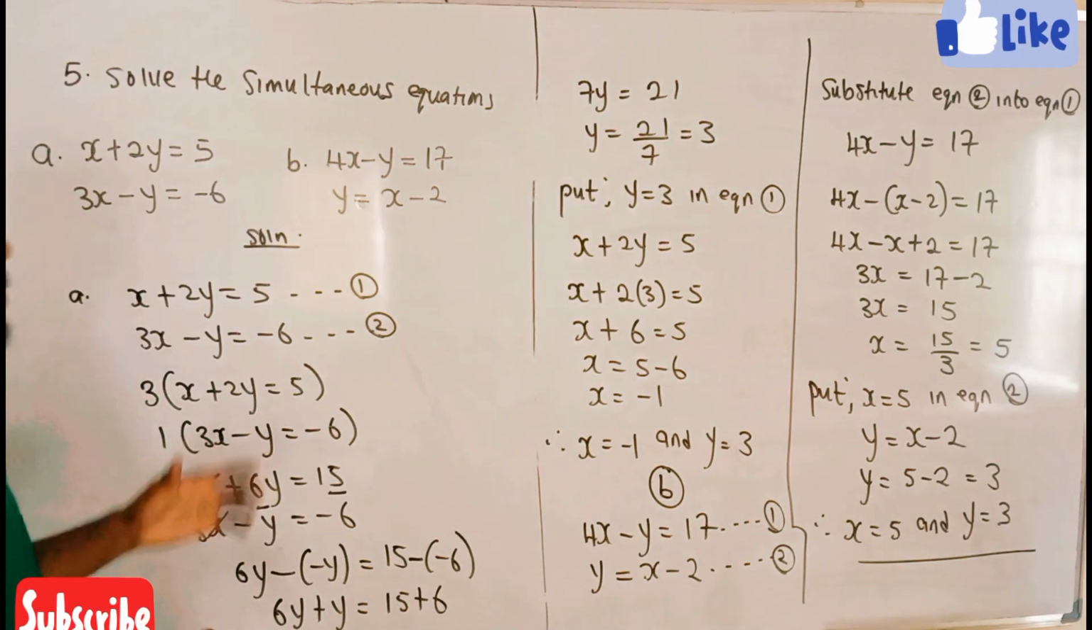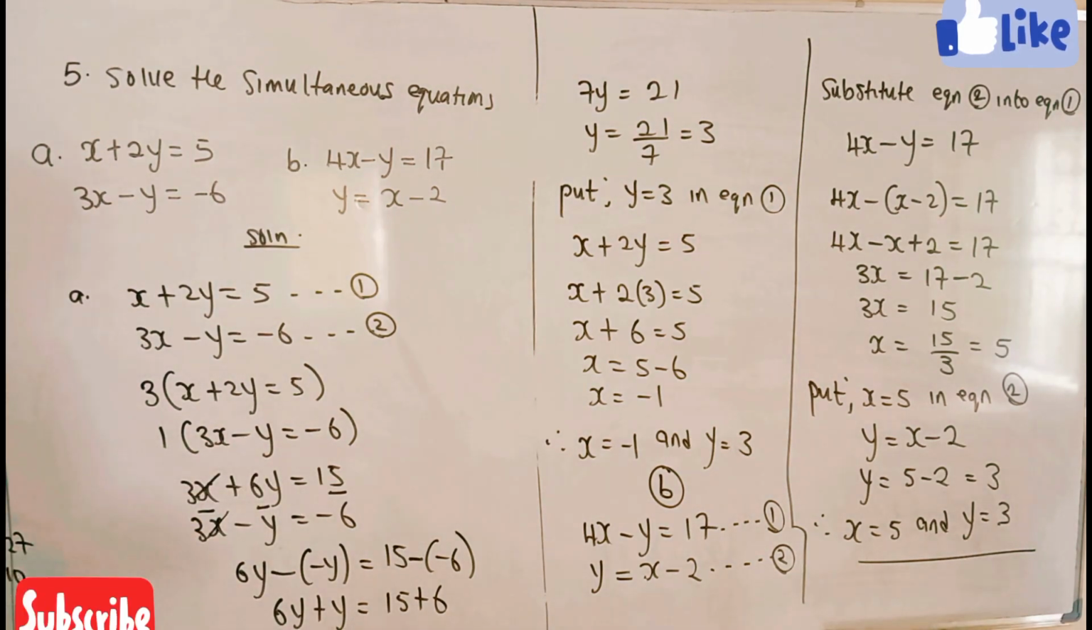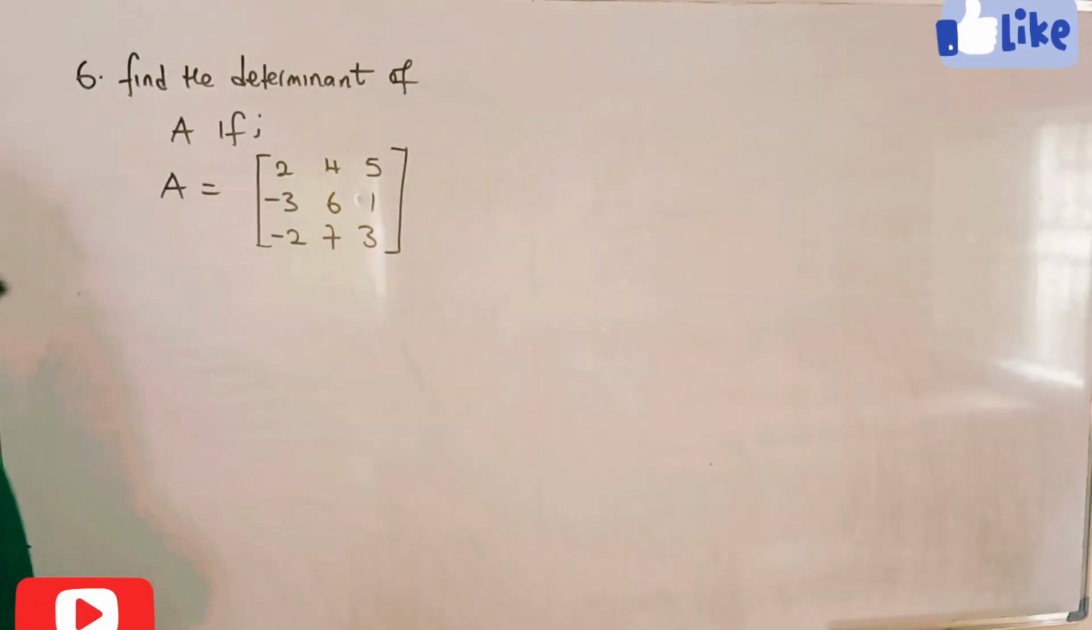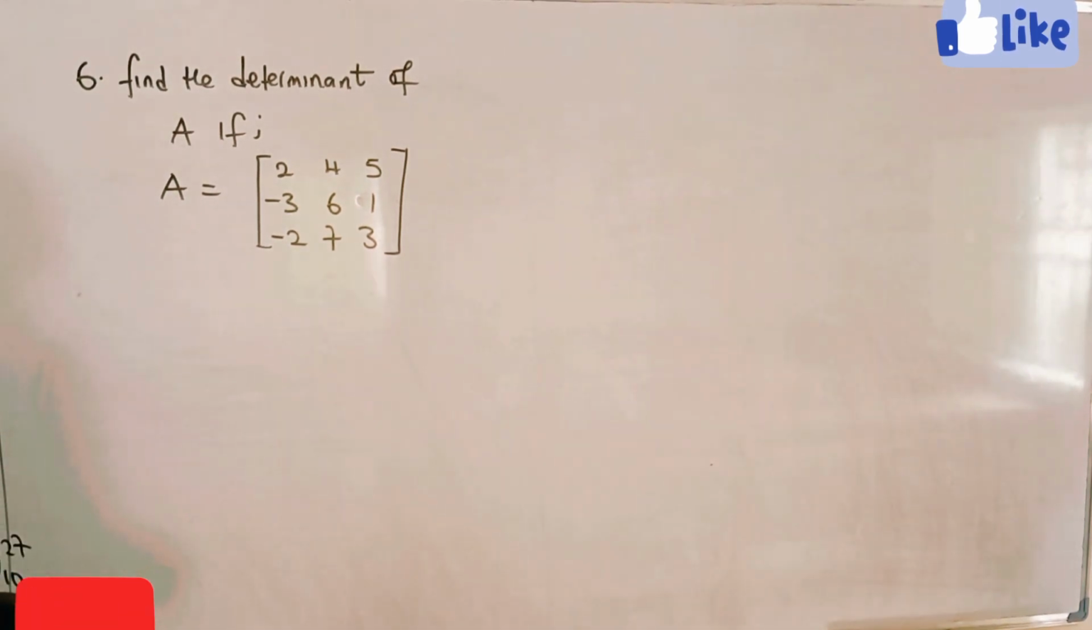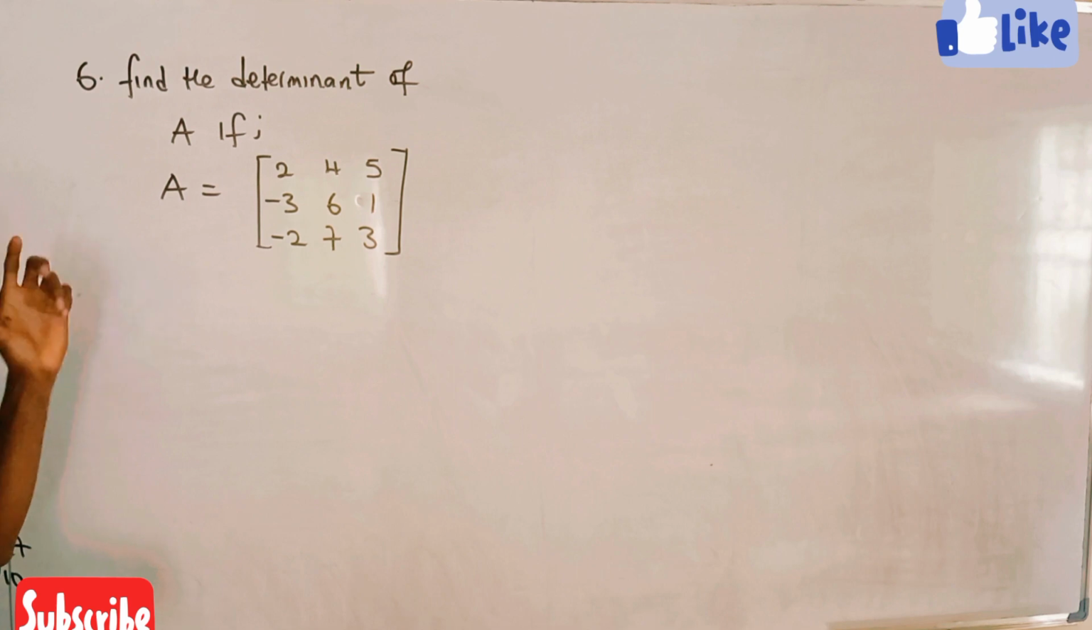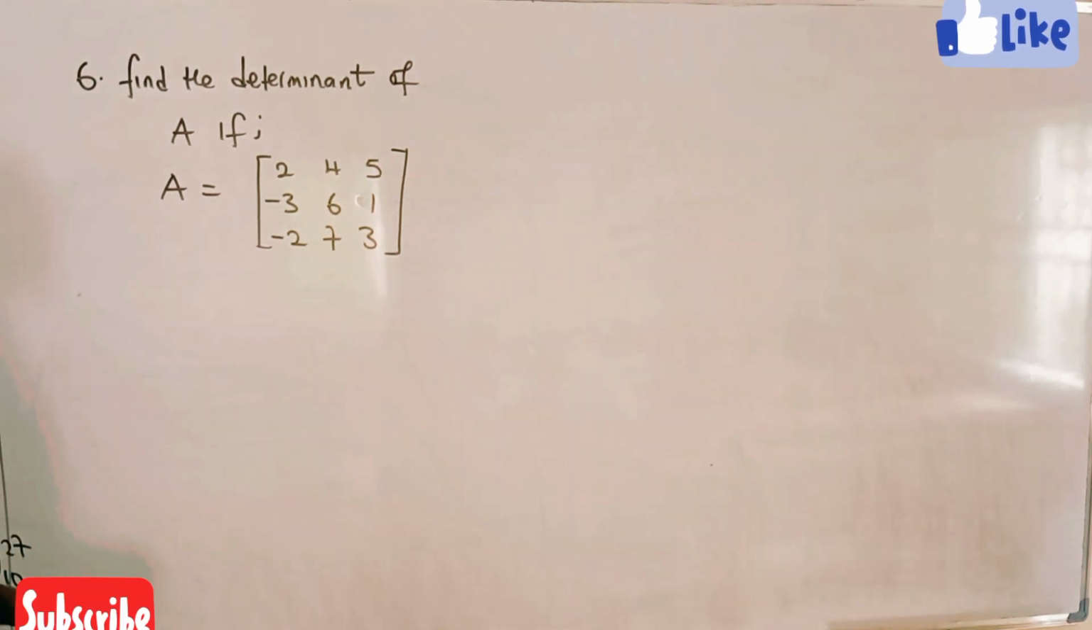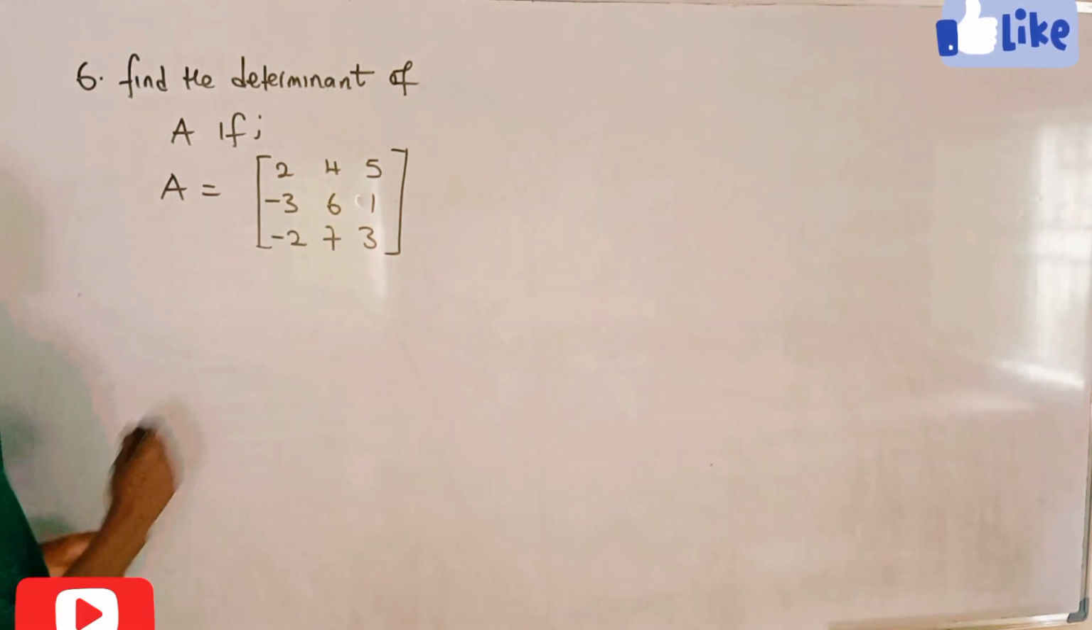So the next is question 6. Let's get down to business. Here we have the sixth question, determinants of a matrix. Find the determinant of A if A is equal to this. That's the matrix there, we have the solution.